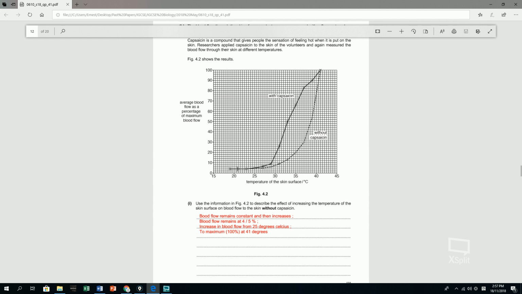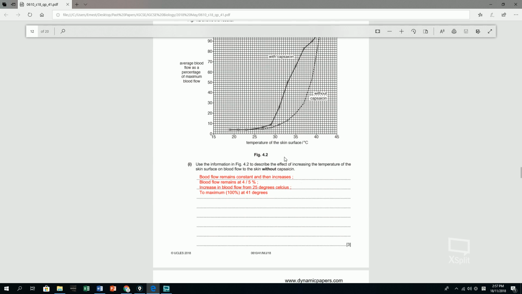So you can say things like, initially the blood flow is fairly stable and consistent, up until the point where around 25 degrees Celsius things start to go up and up and up. You can state that it reaches a maximum at around 41 degrees. And it starts increasing from 25, all that sort of stuff. Simply just describe the graph and you'll get the marks. Pretty easy.